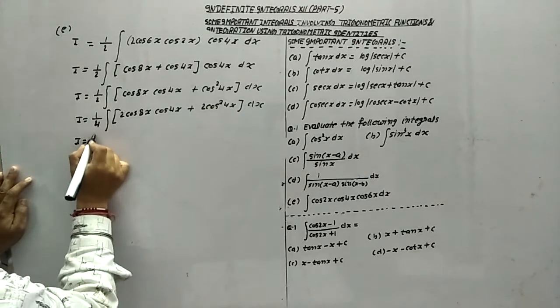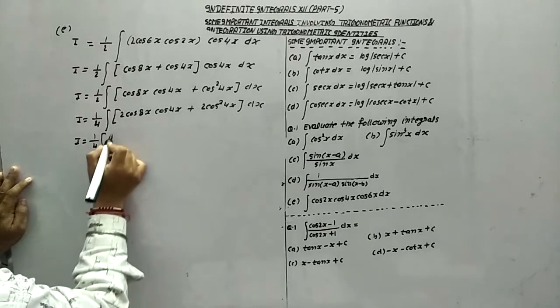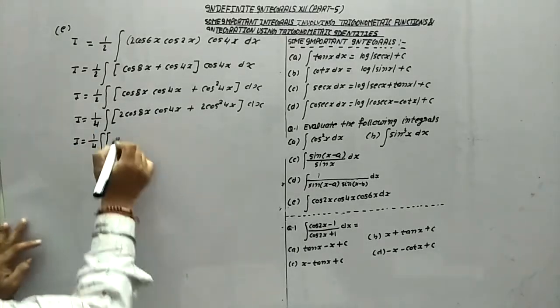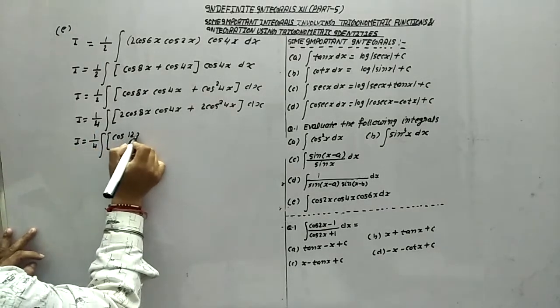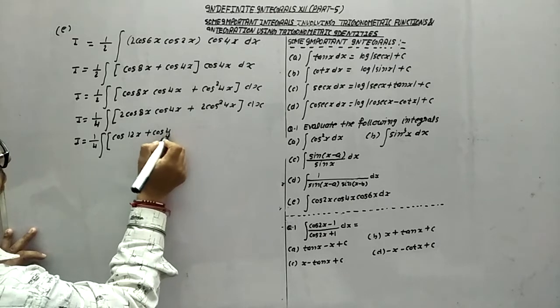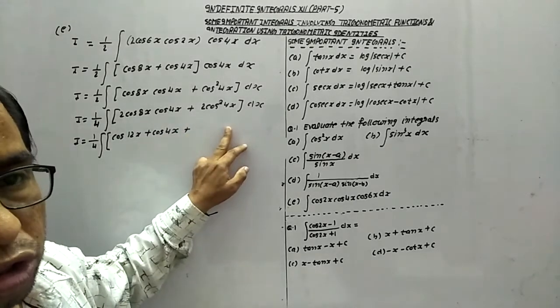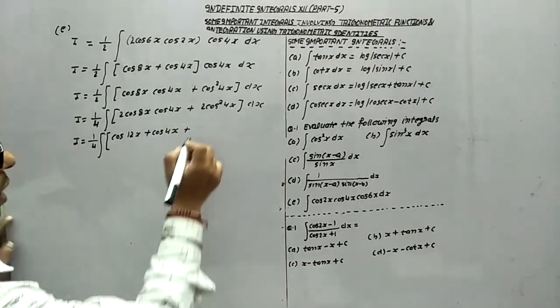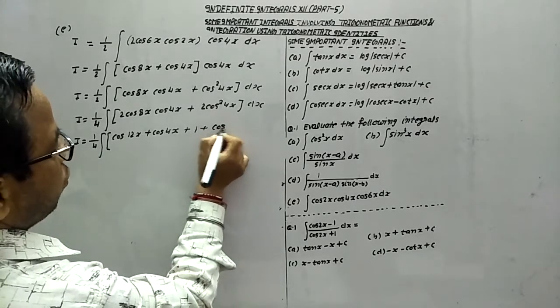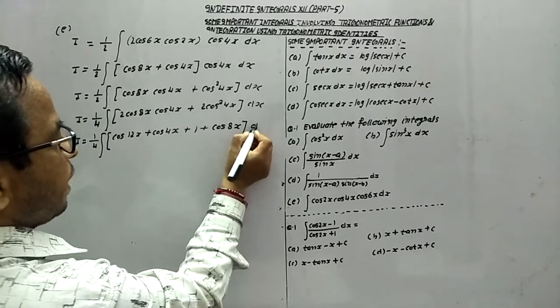I is equal to 1 upon 4. Here we will again apply the identity 2 cos a cos b. What is this? Cos(a plus b) plus cos(a minus b). It means cos 12x plus cos 4x, and here 2 cos square theta, 2 cos square 4x is equal to 1 plus cos 8x dx.